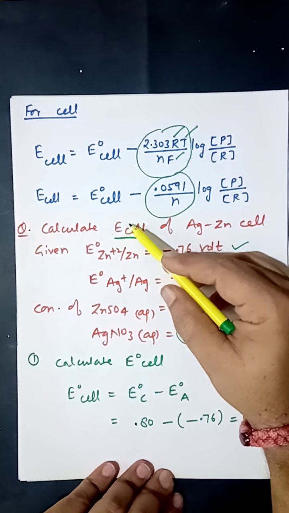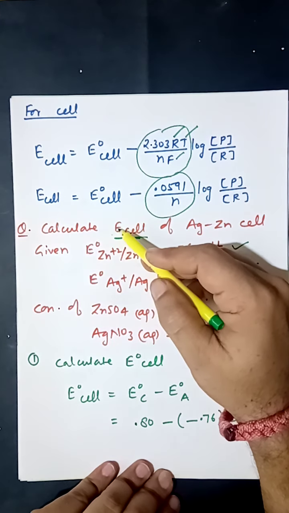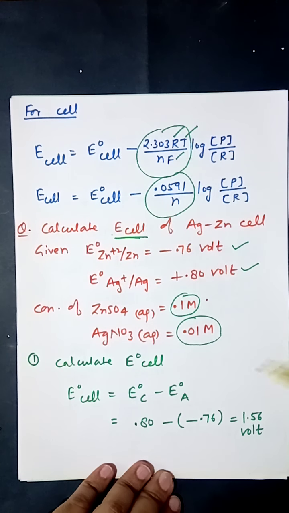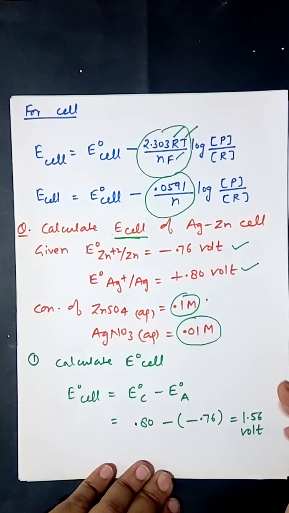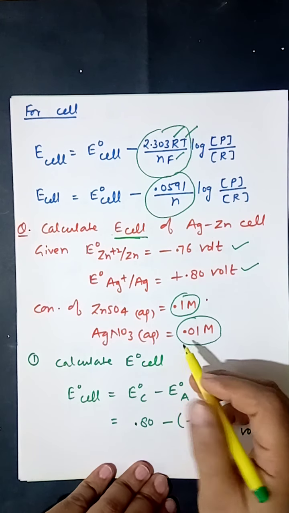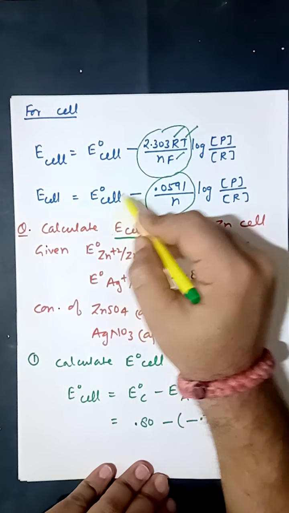If the question is E naught cell, then simply E naught cathode minus E naught anode. But if it is for E cell, then you have to use Nernst's equation. Now, I suggest using the following sequence to get the correct answer. The first step should be to calculate E naught cell. You can see in the formula, to calculate E cell, you have to find out E naught cell.